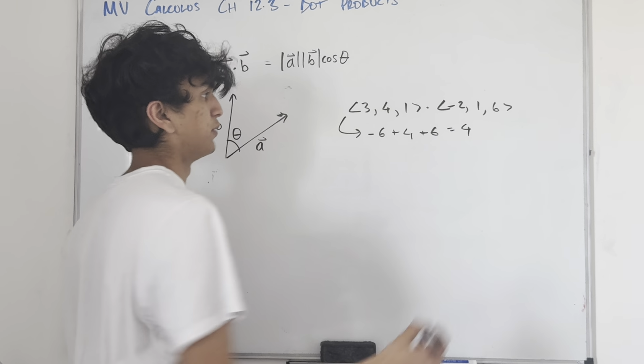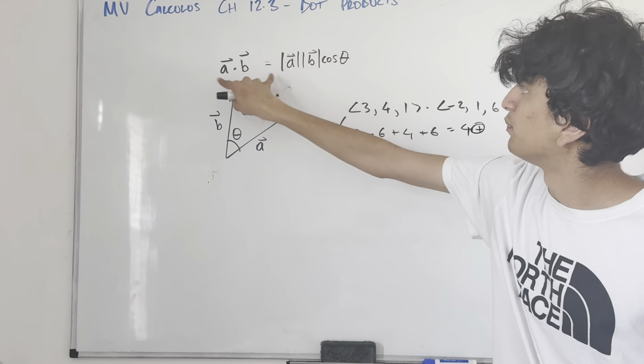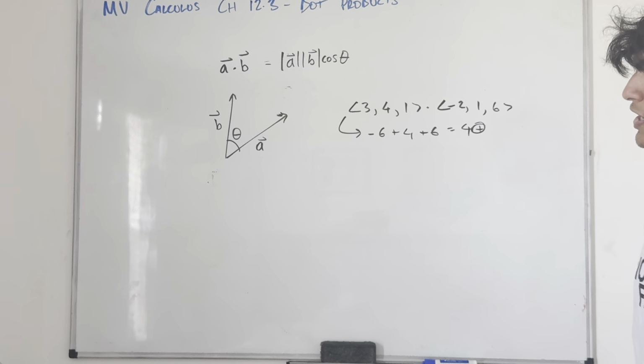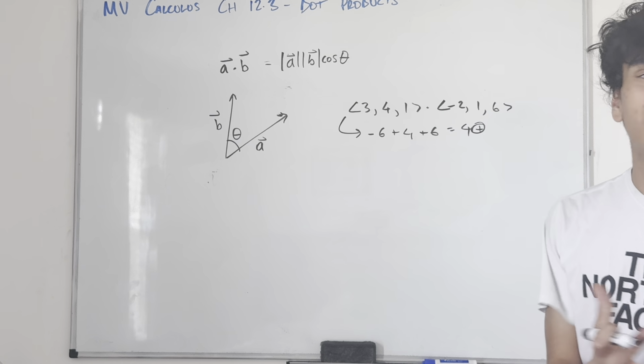That's a positive number. If my dot product ends up being positive, that means, well, all of these terms have to be positive. And obviously the magnitudes will be, right?